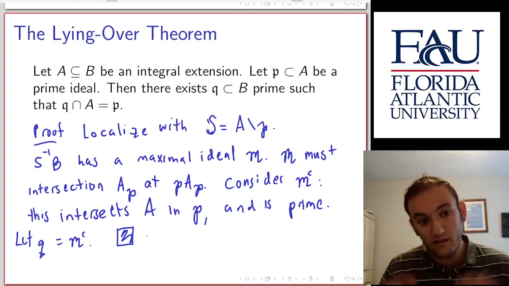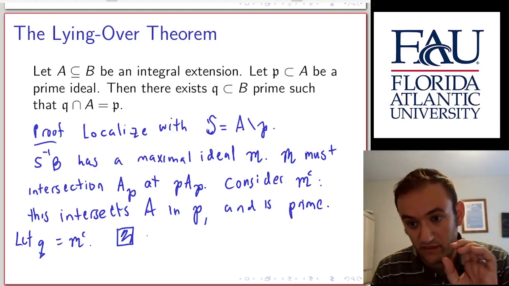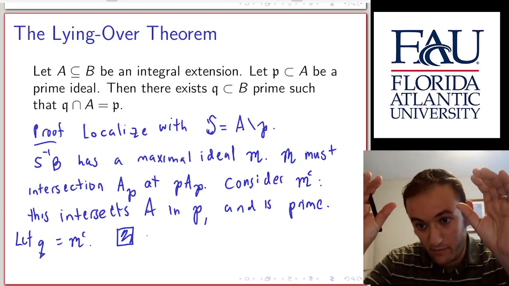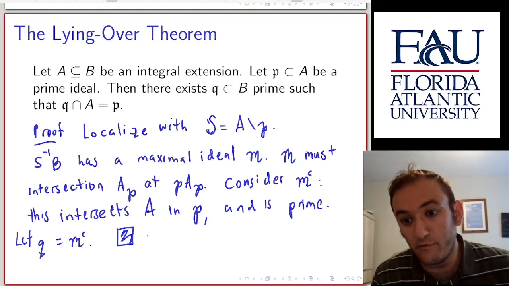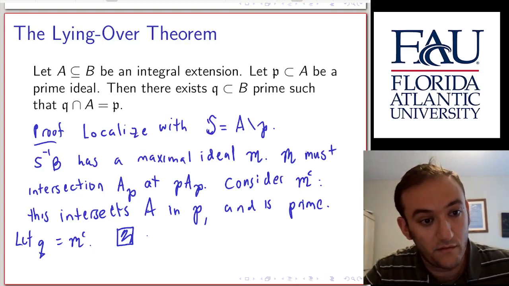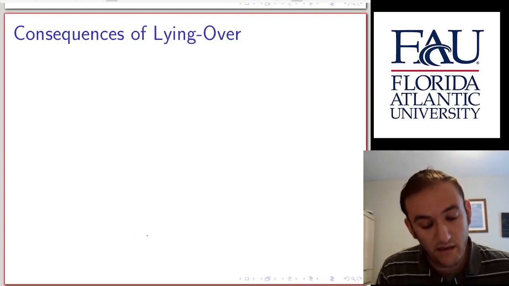So again, just the broad structure of the proof. You localize at the prime ideal in the lower ring, and then take a maximal ideal in the upper ring after localizing, and then take its preimage before localizing. And that's the prime ideal we want. Okay, so what does this mean for us?